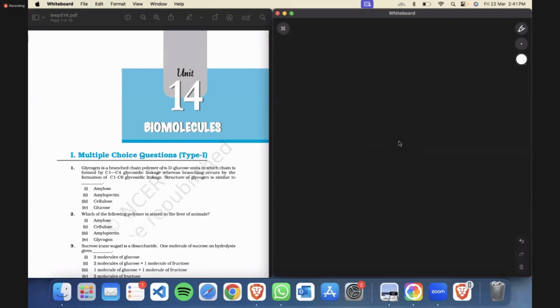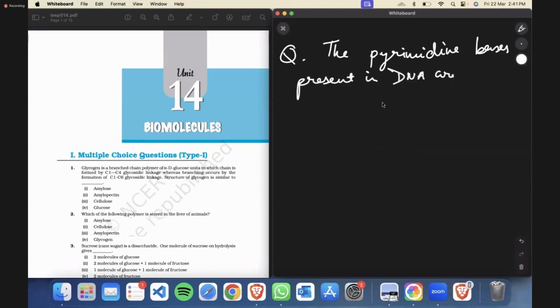The pyrimidine bases present in DNA are cytosine and thymine. Cytosine plus thymine.